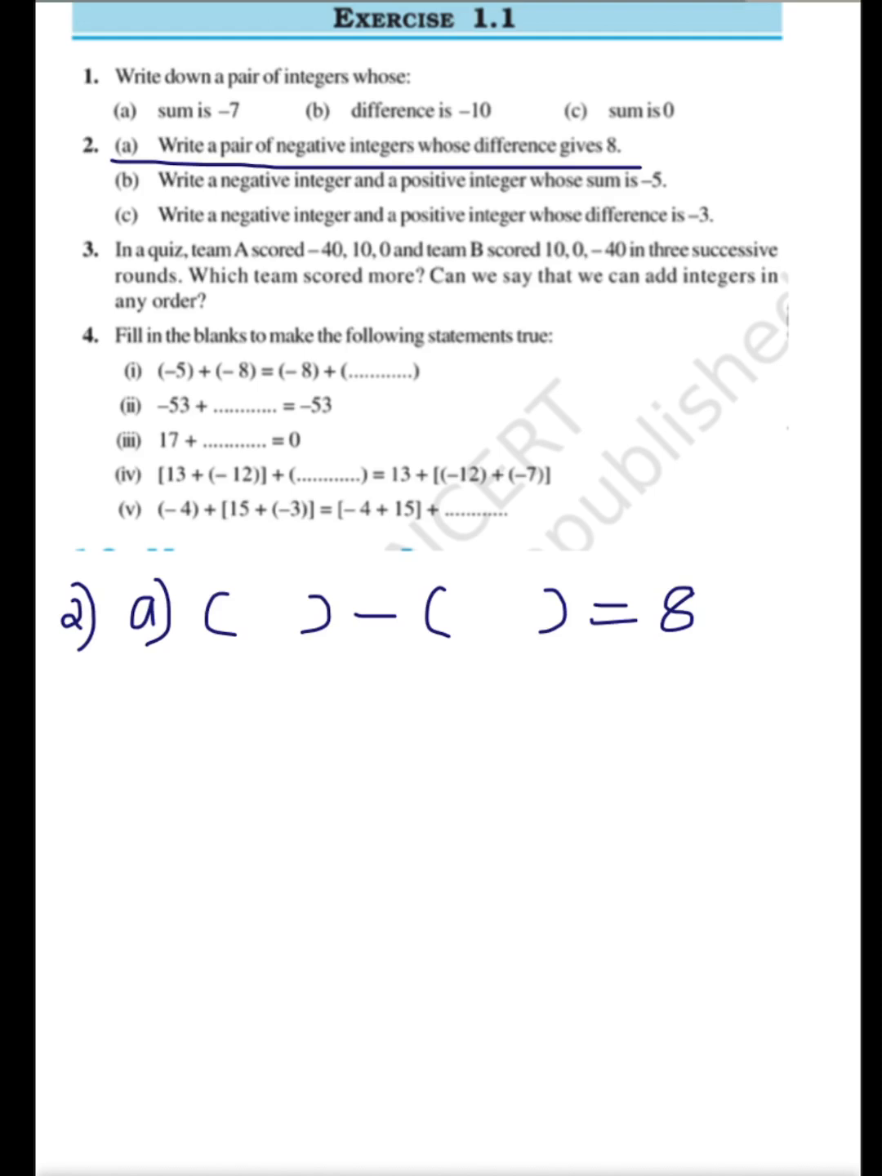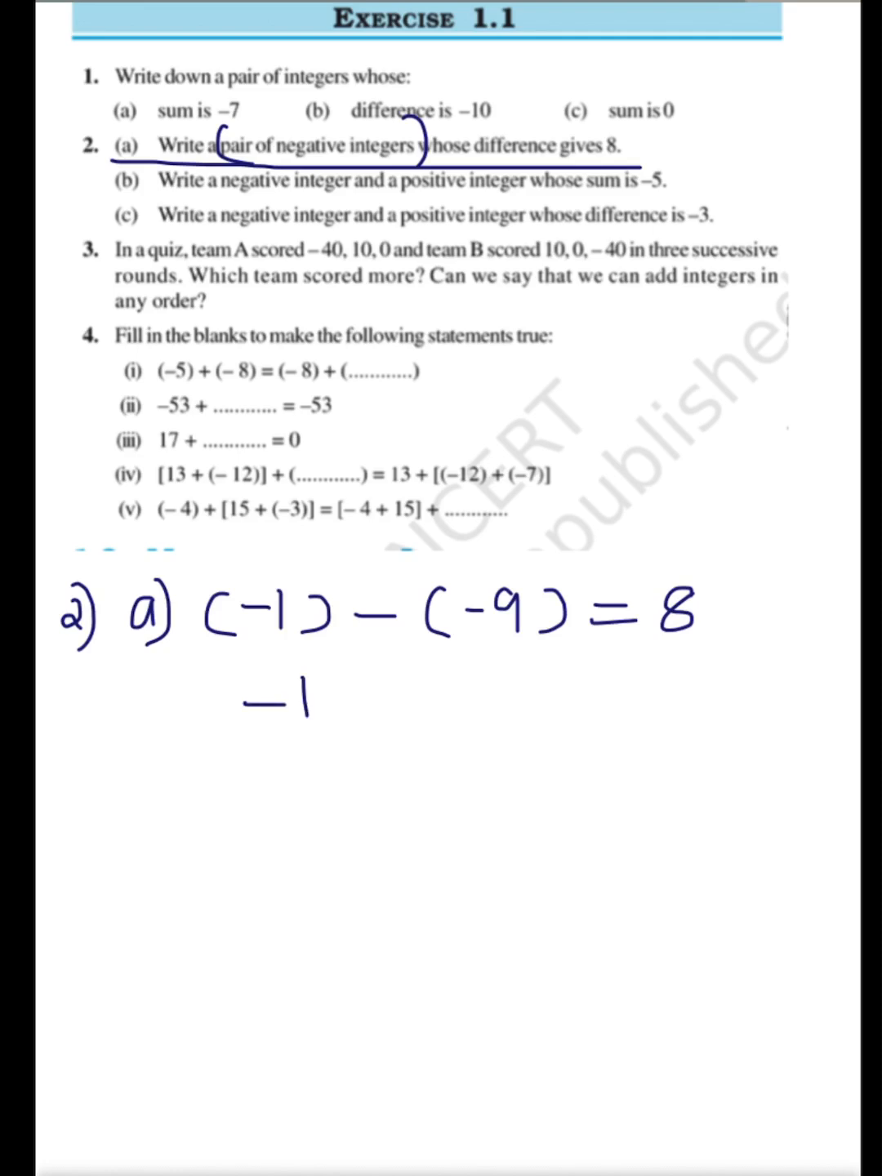So what will be the number? You know that 9 minus 1 is equal to 8. So you can use this 9 and 1. But where will you put this 9 and 1? And there is one more condition, that both should be negative. Write down a pair of negative integers. That means both should be negative. So you can give here minus 1 and minus 9. Then what will be the answer? You can check whether it's equal to 8 or not.